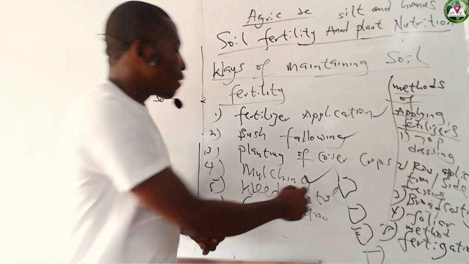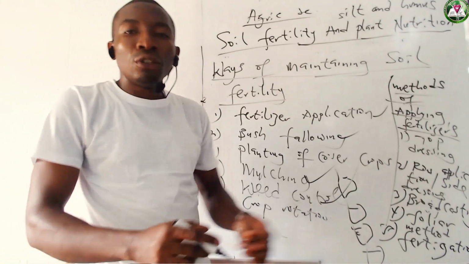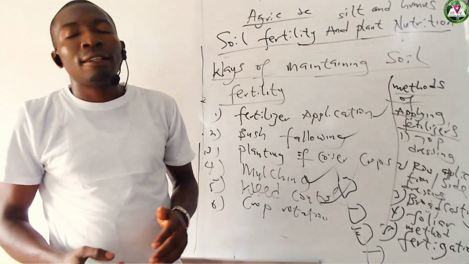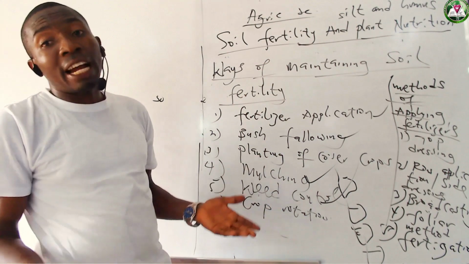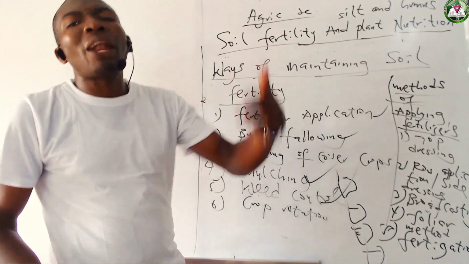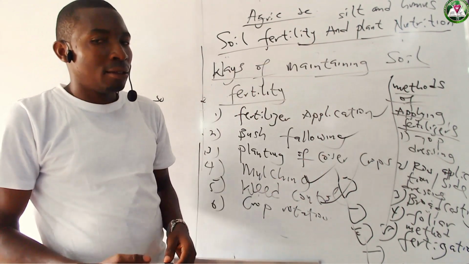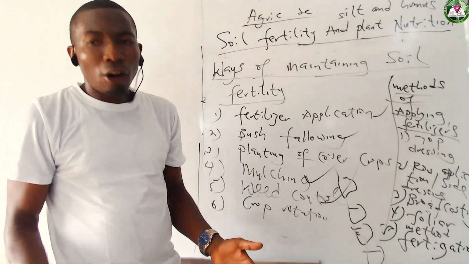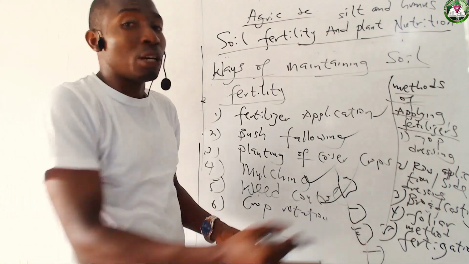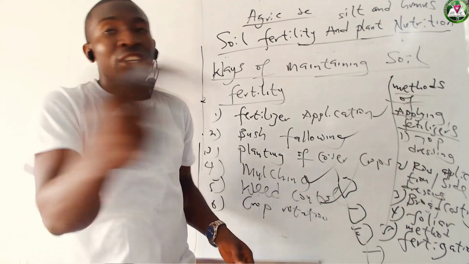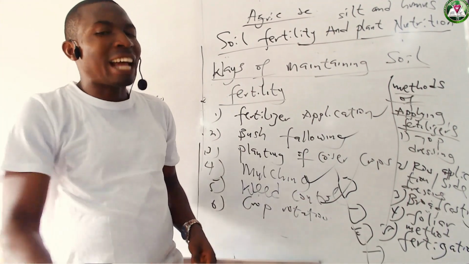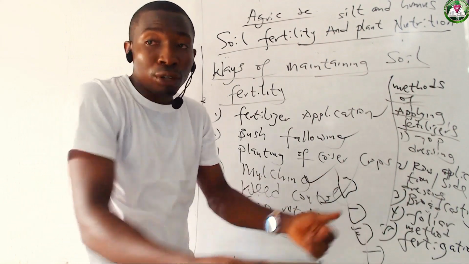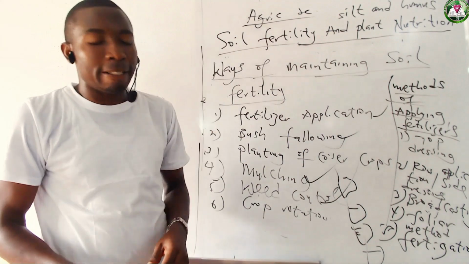Another one we have here is called weed control. When you weed your farmland from time to time, you are maintaining the soil fertility. You may ask, what is weed? Weed simply means plants growing where they are not wanted. You may have a portion of land where you planted maize. All of a sudden, rice will start growing there. That rice becomes a weed. In as much as rice is edible for human consumption, at that particular farmland, rice is a weed. So from time to time, when you control your weeds, you are maintaining your soil fertility.